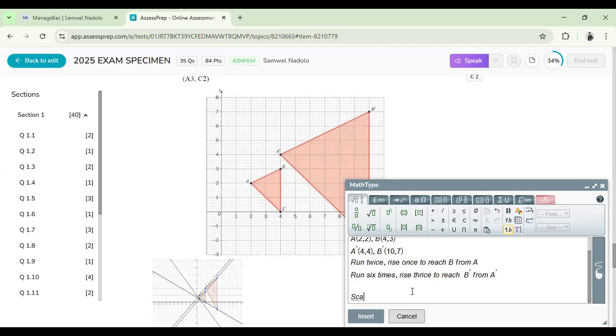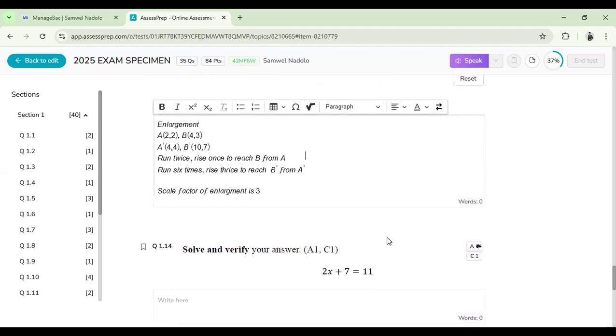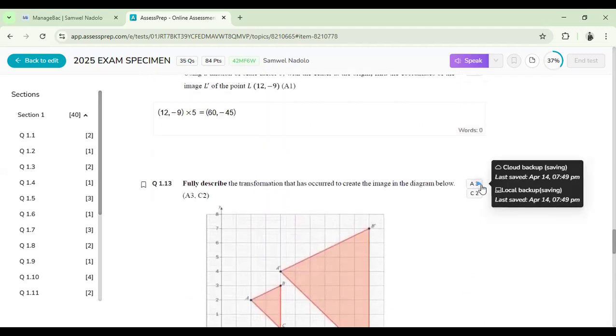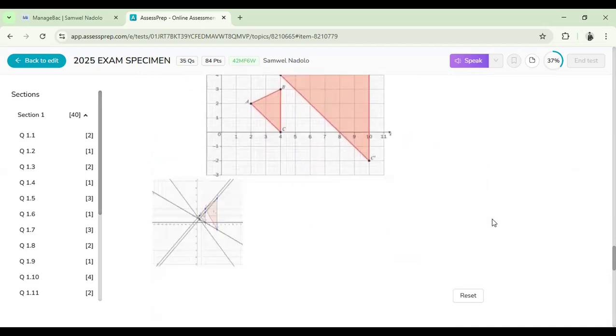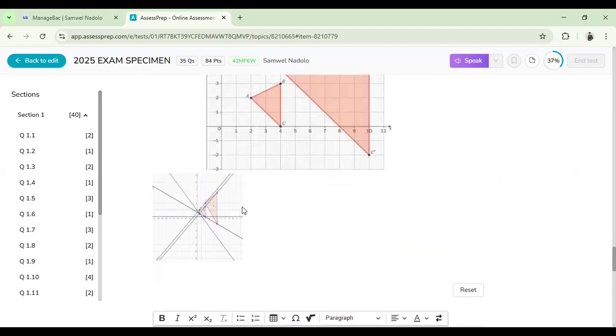So scale factor of enlargement. You can write that and then get the answer. This is A3 and C2. So that's how you get that mark. There are so many ways.